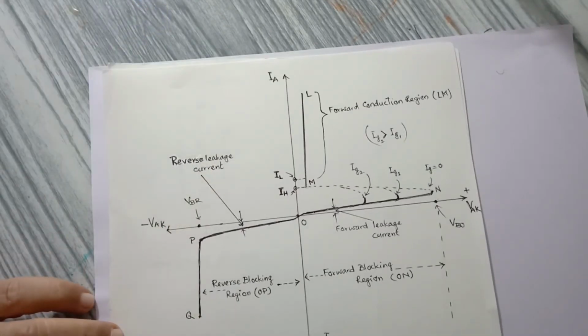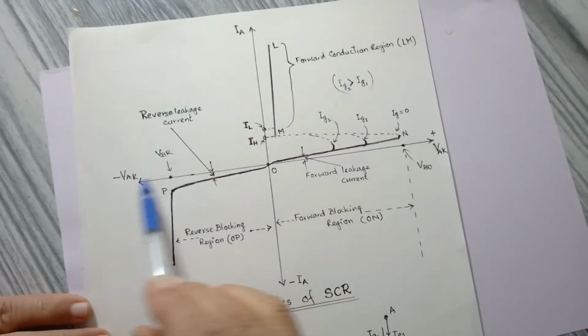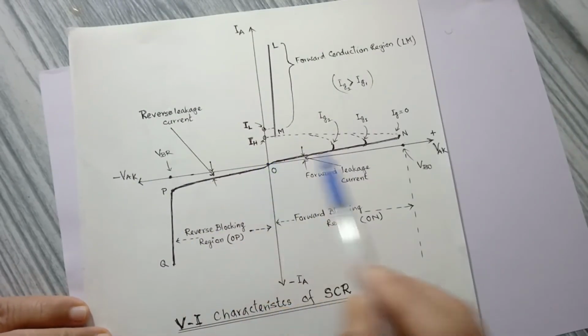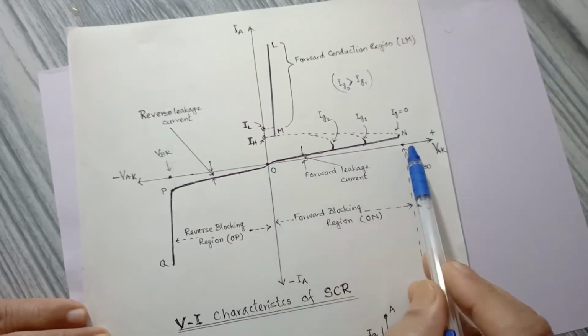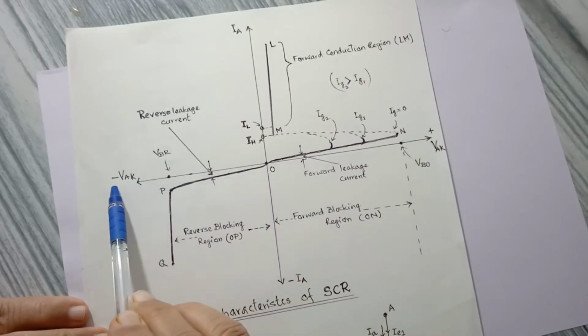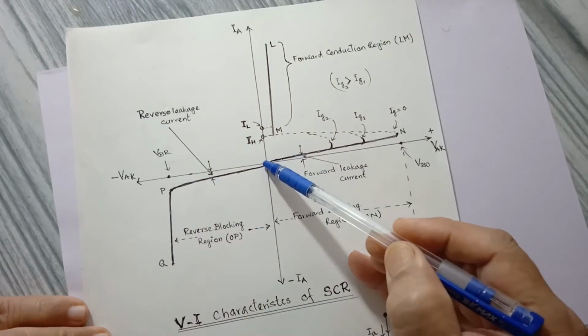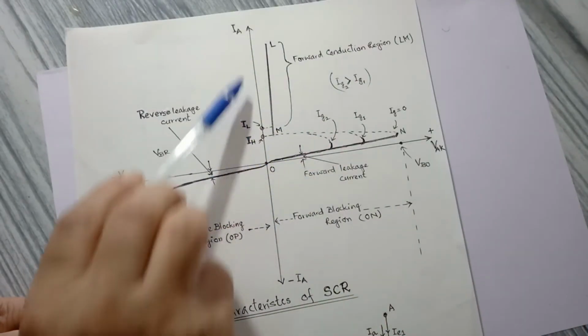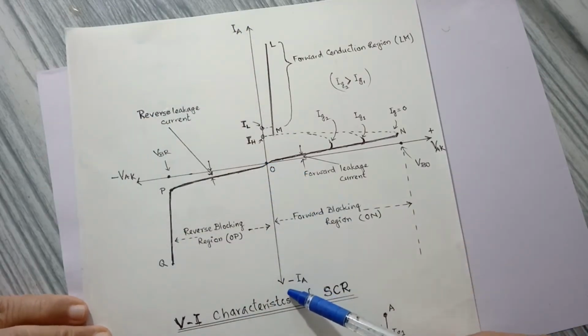We have taken voltage on the x-axis. Here this is 0. On the right hand side it is a positive VAK, meaning the SCR is forward biased. On this side it is a negative VAK, that means the SCR is reverse biased. And the positive current axis means anode current during forward bias, and the negative axis means anode current during reverse bias. So let us first consider the reverse operating mode.